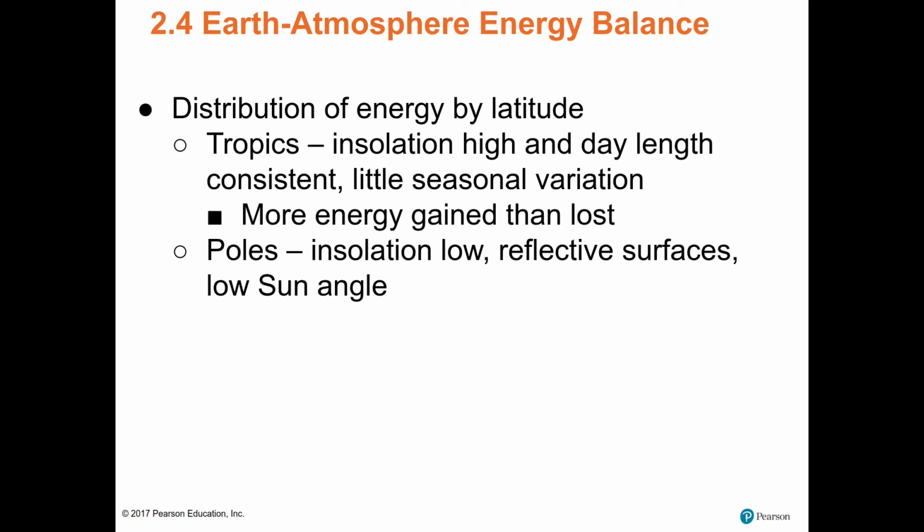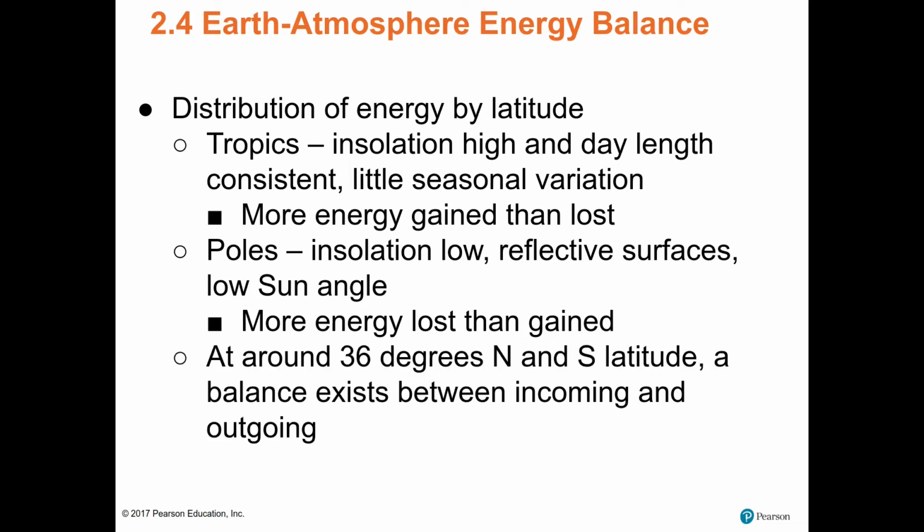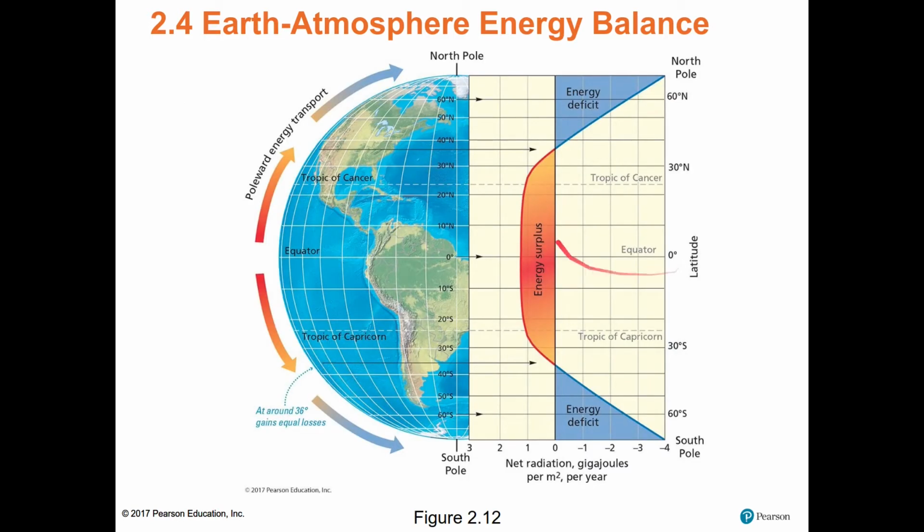The poles don't get a lot of energy because of low sun angles, high albedo off of ice, and the fact that they often have six months of darkness. So not a whole lot of energy is getting to the poles, and lots of energy is going to the tropics. The tropics are gaining more energy than goes out from the tropics because that heat goes to the poles, which is why the poles are able to lose more energy than they're gaining. Around 36 degrees north and south, it's a balance.